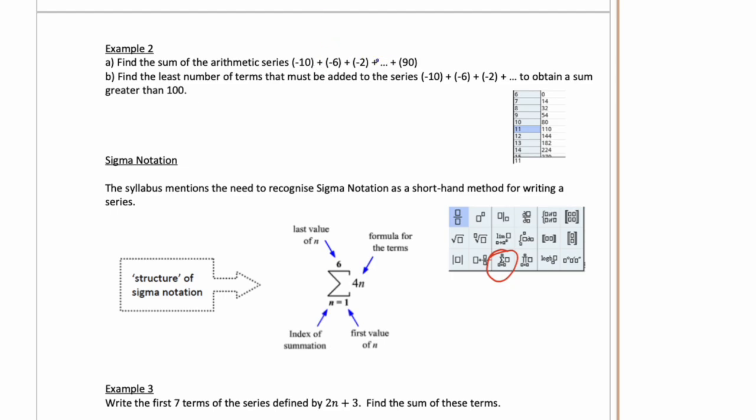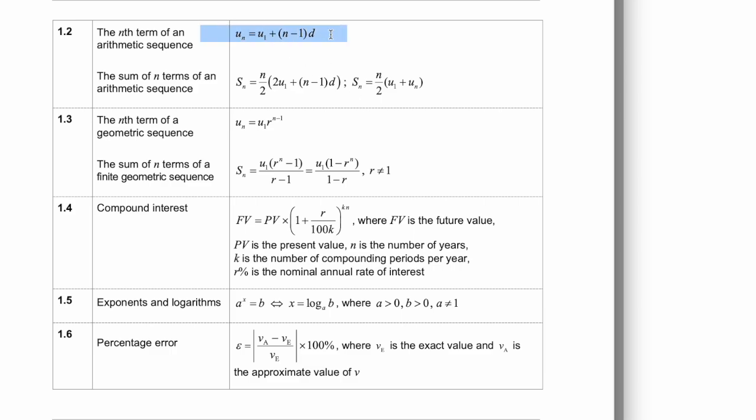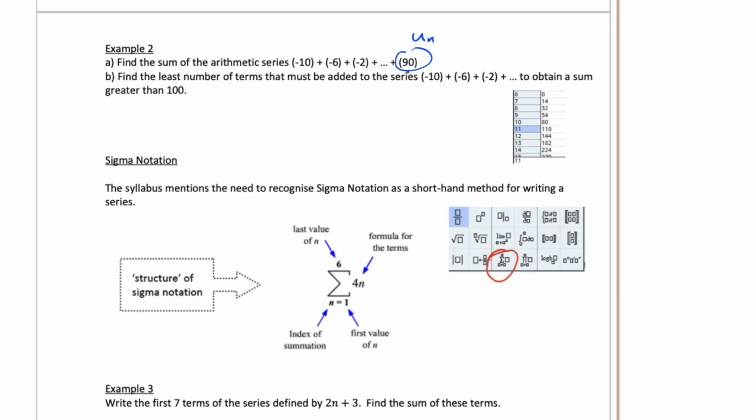This is a little bit more challenging because we don't know n. We don't know the number of terms, so that's what we had to find. And we could do that because we know the last term, and then we could solve for n. So we can use this formula in our formula booklet for the term un, which is going to be 90 in this case.